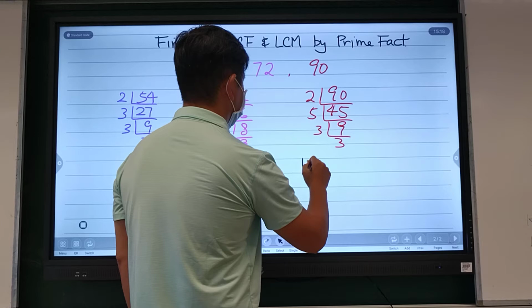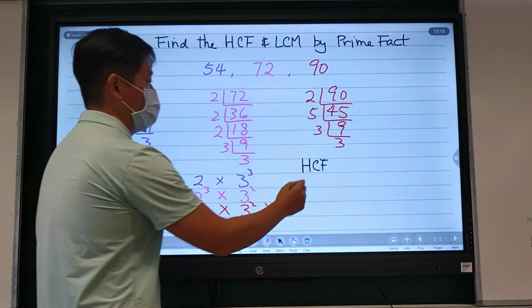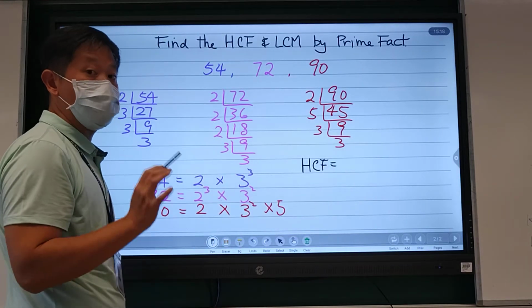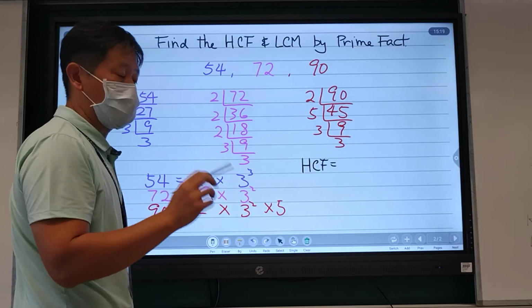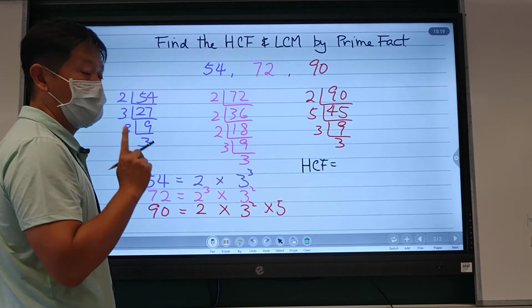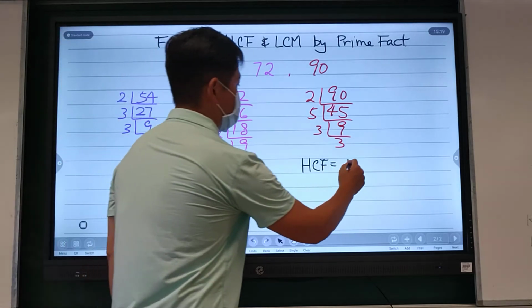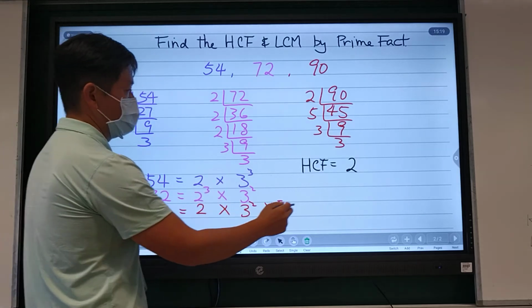My HCF, back to what we talked about last time, is equal to the greatest power of common factor. Okay? Oh, sorry. The smallest power of common factor. The smallest power. Let's look for the common factor first. 2, all three of them have in common, so we write it down. Okay? 3, we write it down.